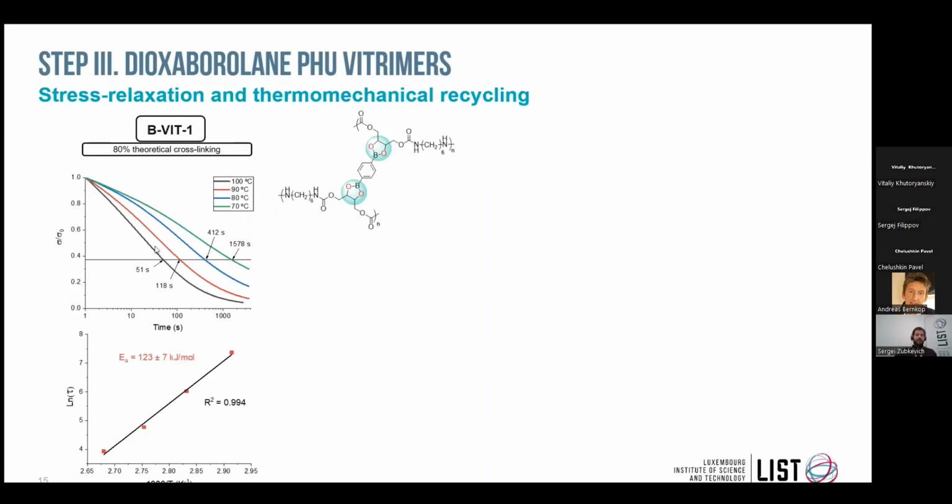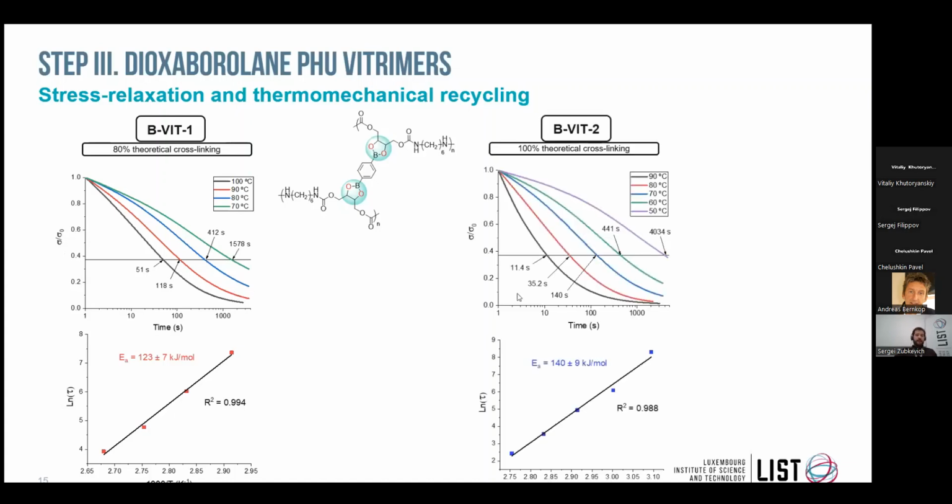But we then drop the temperature below Tg, where the material is supposed to stay intact and not relax, but it's still relaxing. And moreover, we can see for the sample synthesized from the reactive extrusion method that it still relaxes, but really slowly, up to 50 degrees, so almost up to the temperature of the starting polymer.